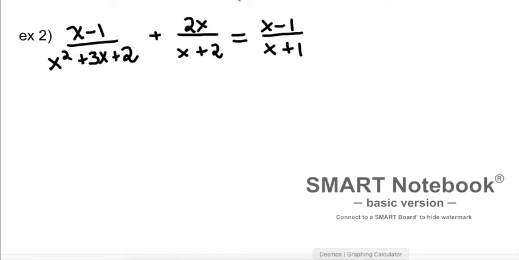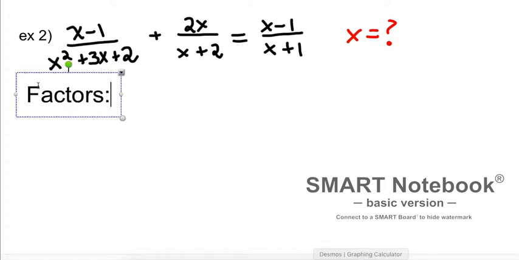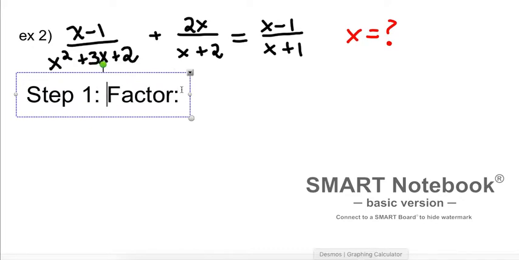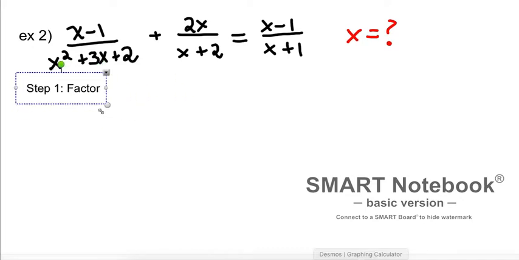So the first thing we're going to do, so again, notice this is an equation because of the equal sign. So we have to solve for x. So remember, we're looking for the value or values of x that would make the two sides equal. Okay, so what we're going to do is factor first. So maybe I should start writing out the steps for you guys. So I would say step 1 would be to factor. Okay, so let's do that.